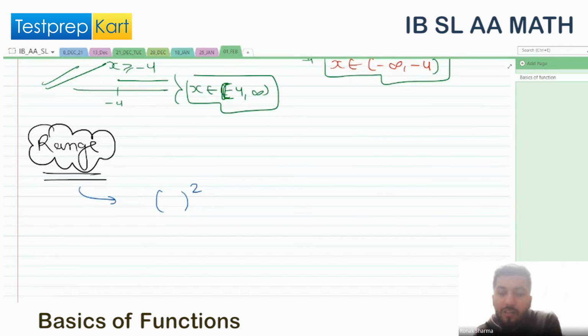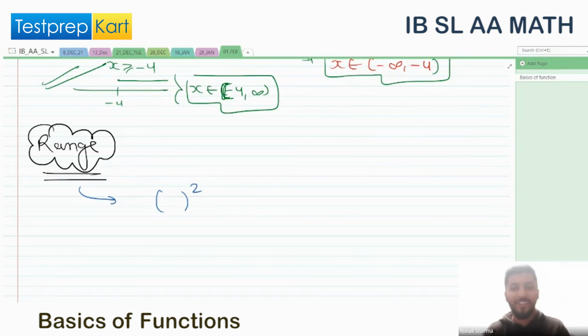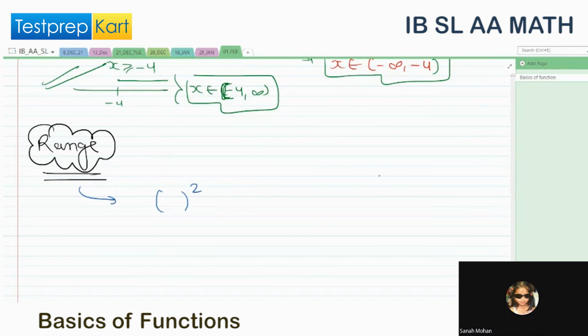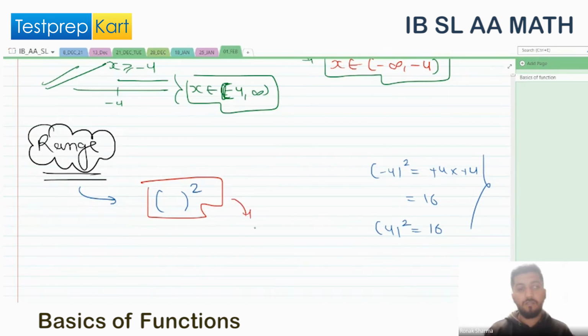Can a square give me a negative value? If you take the square of anything, whether it be some variable or some number, can it give me a negative output? No, it can't. Try to imagine that even if I have a negative inside, the square makes it positive. If I take the square of minus 4, it is minus 4 into minus 4, which becomes plus. If I have 4, it is also plus. Ultimately, a square always gives us a positive output.